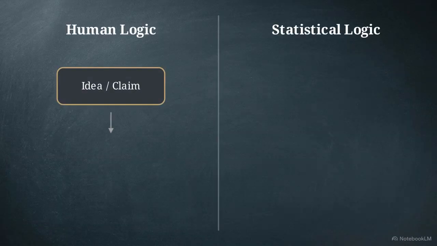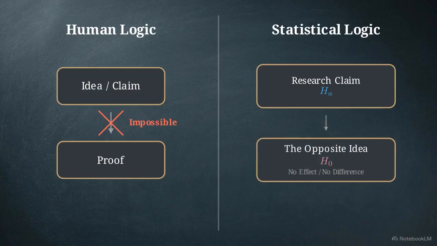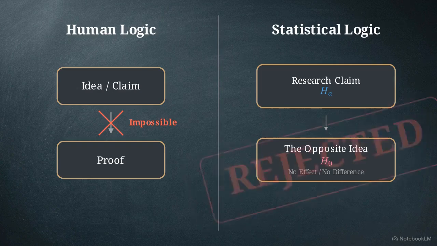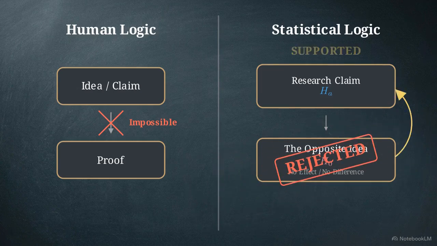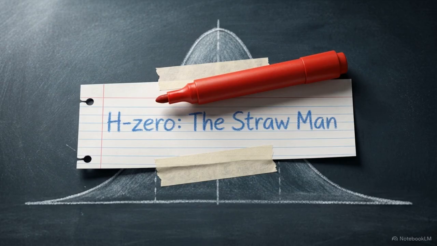Statistical logic demands testing the status quo. You don't prove your idea is right. You prove the scenario where your idea has zero effect is unlikely. You cannot test your claim directly. You must formally test the exact opposite. To mathematically support your own theory, you have to surrender direct proof and instead construct an opposing straw man specifically so you can knock it down.